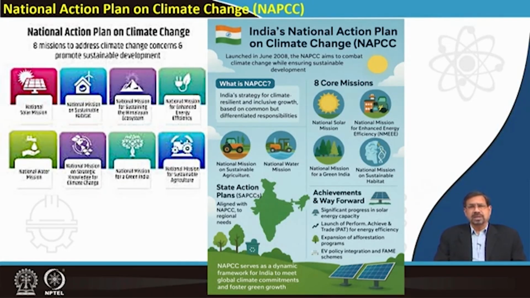In terms of achievements and the way forward, significant progress in solar energy capacity has been realized. There has been the launch of platforms such as Perform, Achieve and Trade, or PAT, for energy efficiency, expansion of afforestation programs, EV policy integration and FAME schemes. So, NAPCC serves as a dynamic framework for India to meet global climate commitments and foster green growth.